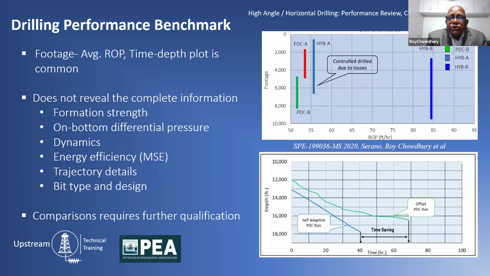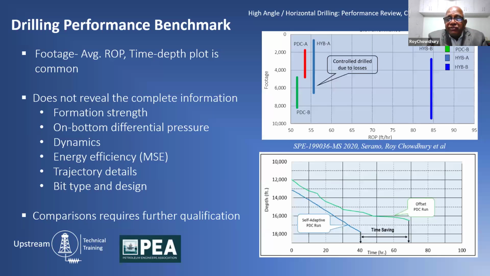The top one is very common, but it doesn't give you the entire information that you are looking for. For example, if you look at these 4 runs, it would not tell you what kind of drilling systems or drive system has been used for the specific purposes. What was the bit that was used to drill these sections? What was the differential pressure at the bottom? When I say differential pressure, I mean pore pressure minus the mud weight.